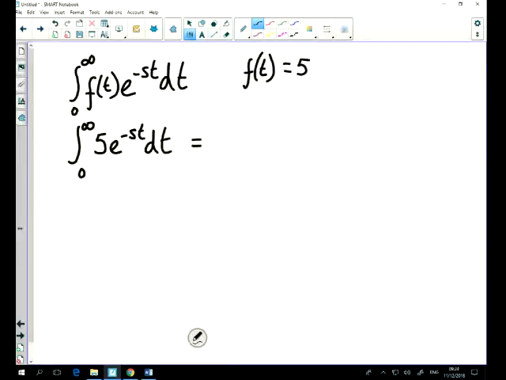You do your integration, so that's going to be 5e to the minus st over minus s. Again, you won't get any tables for simple integration like that. You need to know that, okay? So if you don't remember that, look up the integral of e to the minus st. That's essentially what you're integrating, going from 0 to infinity.